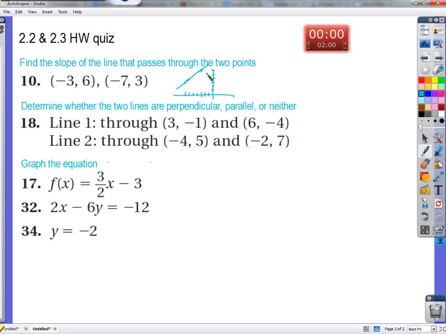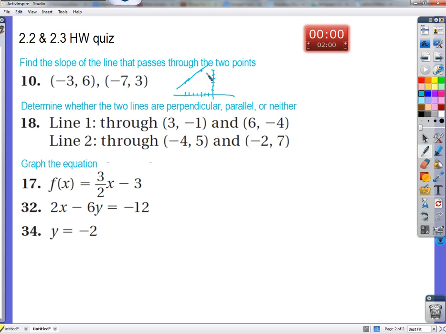Describing this line? Steepness? Slantiness? Right? It doesn't really have anything to do with where it is specifically, just how steep it is. And what is the slope? Not what is the number that is the slope for this problem, but in general, what's the slope a measure of?